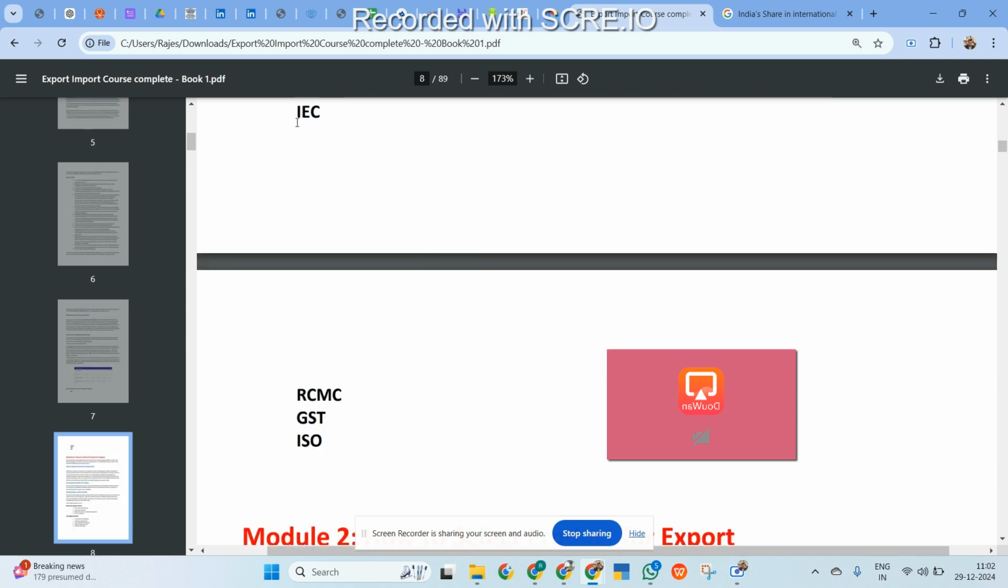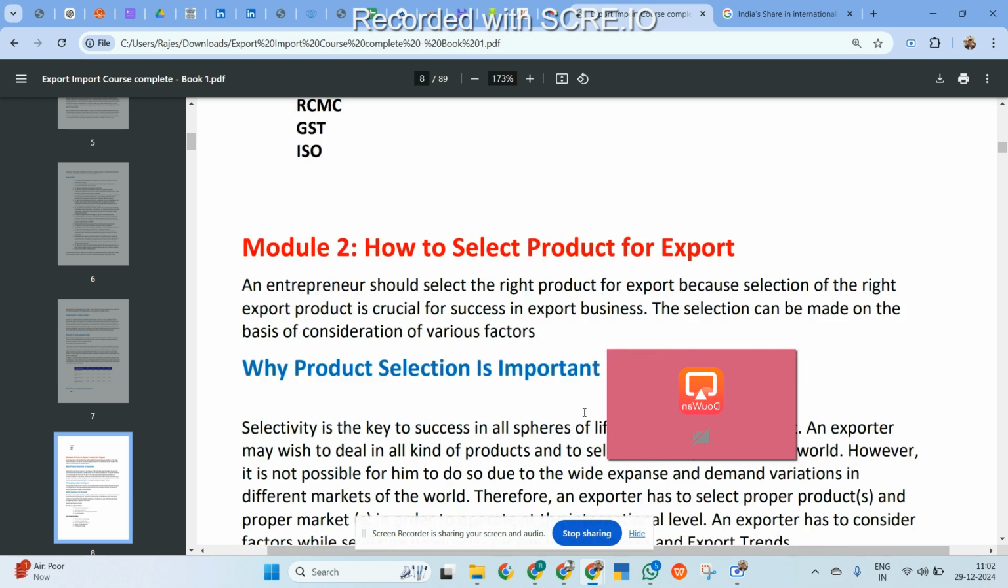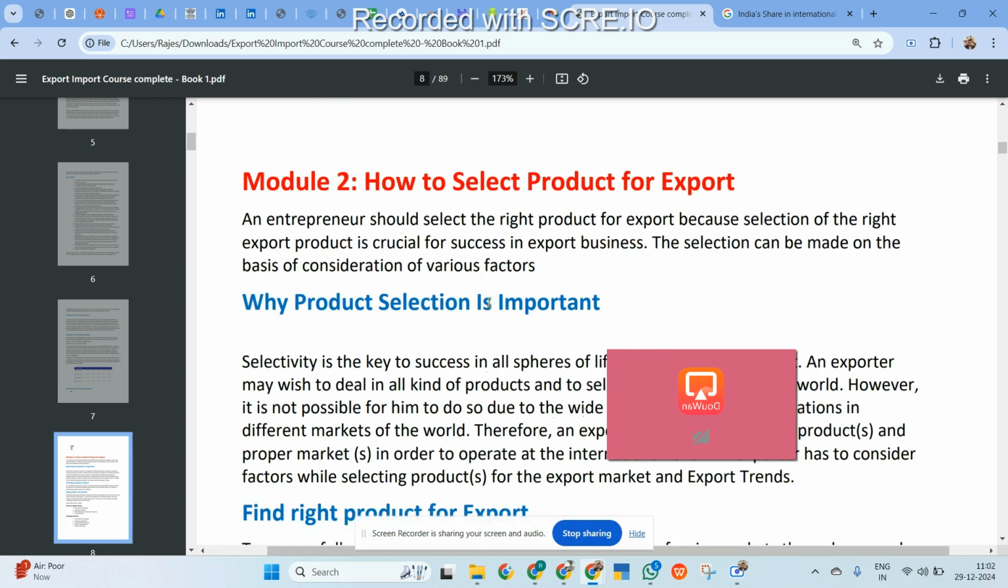Basic documents in import export business: that is IEC, import export code, RCMC, registration cum membership certificate, GST and ISO. ISO is not mandatory as well. RCMC is, in the latest DGFT notification, they are saying RCMC is also not required to get benefits like DBK and all that, RoDTEP.